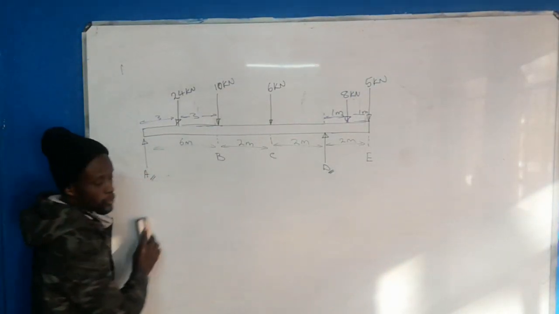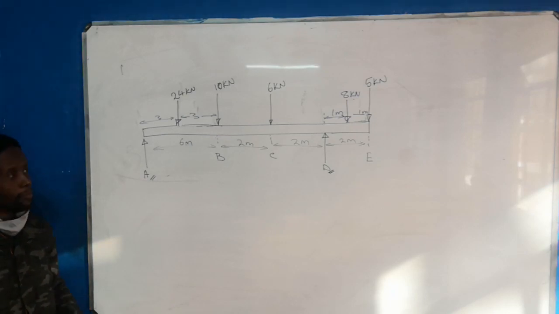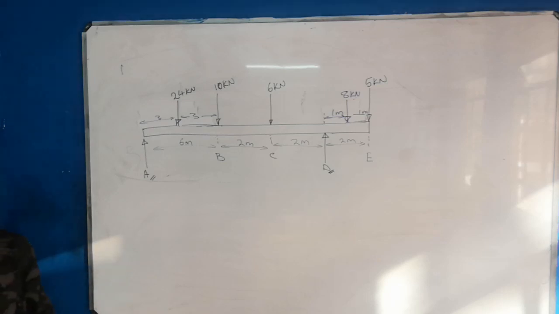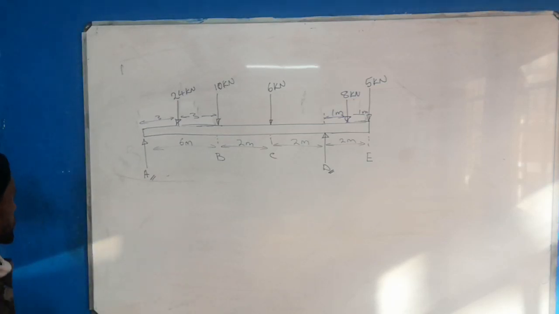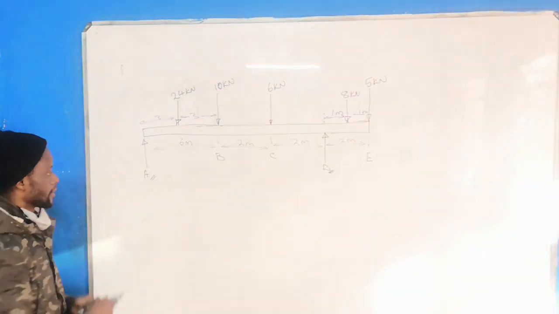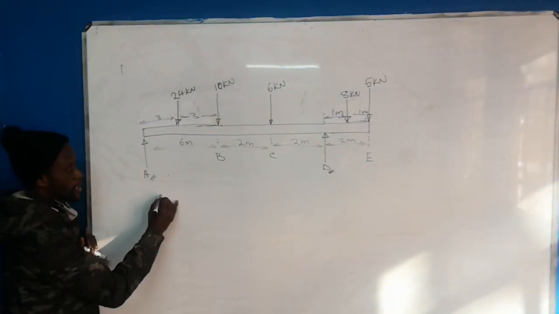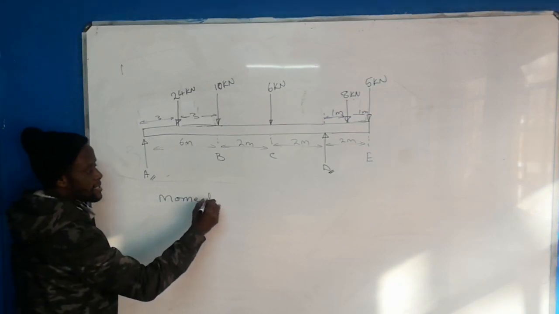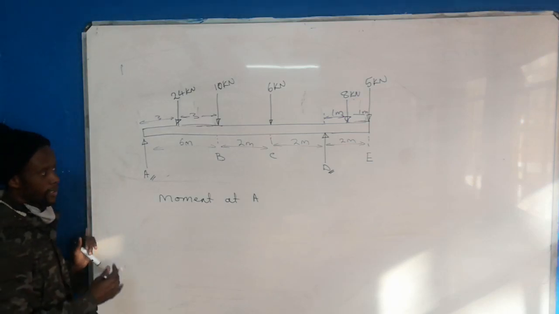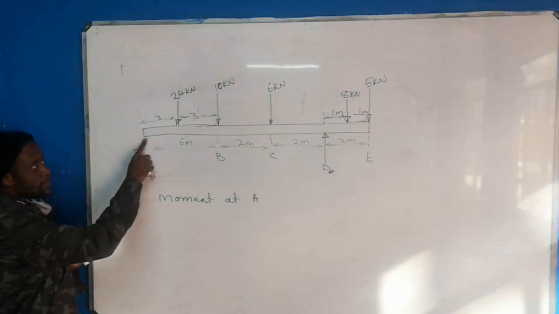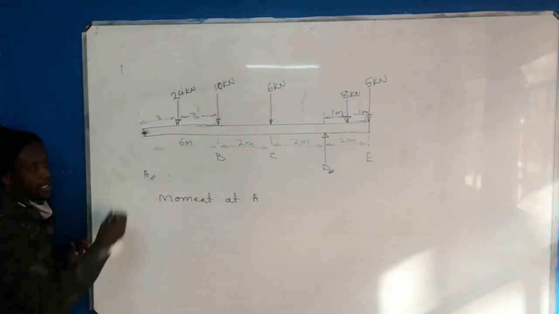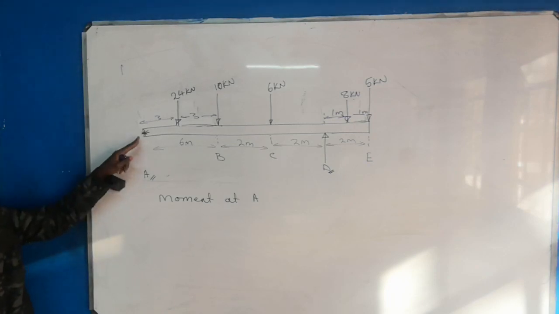Then number 2. You remove one support. You make one support a turning point. Which support do you want us to make a turning point? A. Okay? If you say A is going to be a turning point, what you are saying is that you are taking moments at A. In other words, you are making A your turning point. It's no longer a force. Your turning point is at A. This is where the beam is spinning.